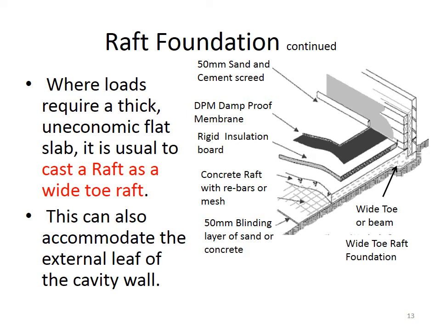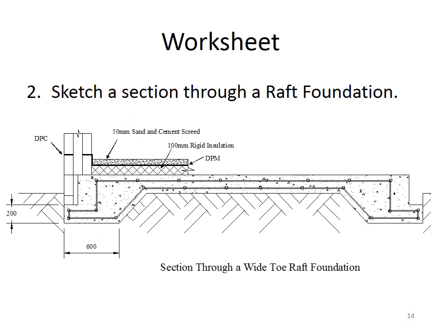And underneath the raft, we have a 50mm blinding layer of sand or concrete. This is where we put in maybe a blinding of sand and get it perfectly flat and level, just to ensure that the depth of the raft is the same all the way throughout the entire slab. So worksheet question 2, sketch a section through a raft foundation. And we can see all the details here of the rebars for this particular type of raft, which is a section through a wide toe raft foundation.